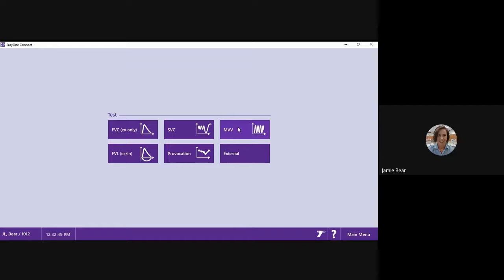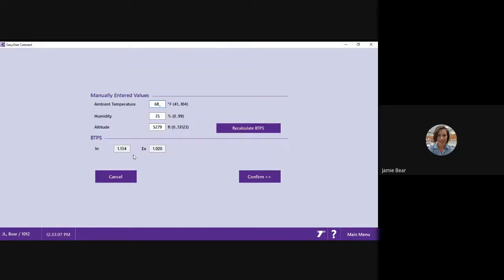MVV stands for maximum voluntary ventilation. And if you remind me, I'll do one of these for you guys. It's kind of hard, but it's looking at muscle strength and seeing how fast and how hard one can breathe in a minute. So I'm going to go ahead and do what we've been focusing on, and that's the flow volume loop from the forced vital capacity.